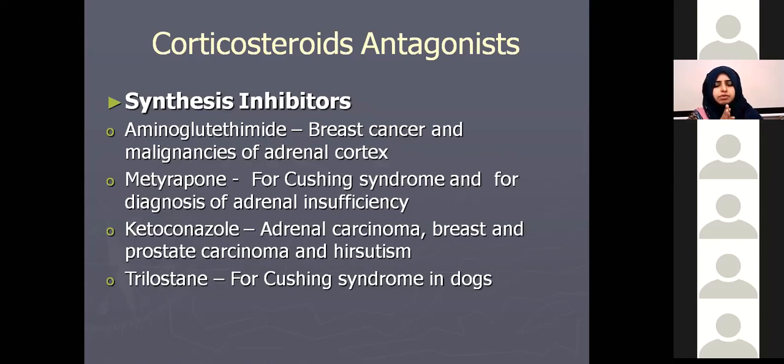Then we have corticosteroid antagonists, and when we talk about them, we have synthesis inhibitors as well. That includes aminoglutethimide, metyrapone, ketoconazole, and triazole. Ketoconazole is again very important. Can you tell me which category ketoconazole belongs to? Ketoconazole is basically an antifungal drug, and it is also a corticosteroid antagonist. It can be given in adrenal carcinoma, breast and prostate carcinoma, and HER2.